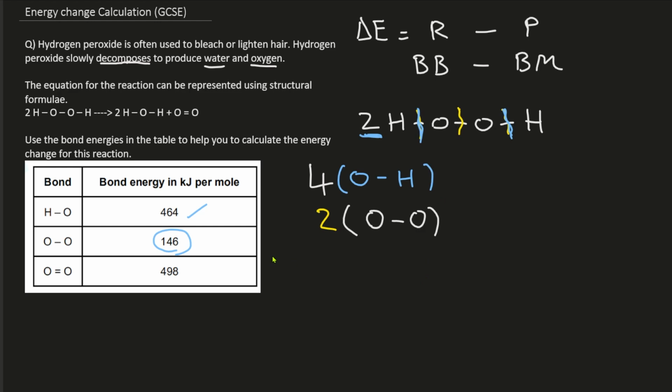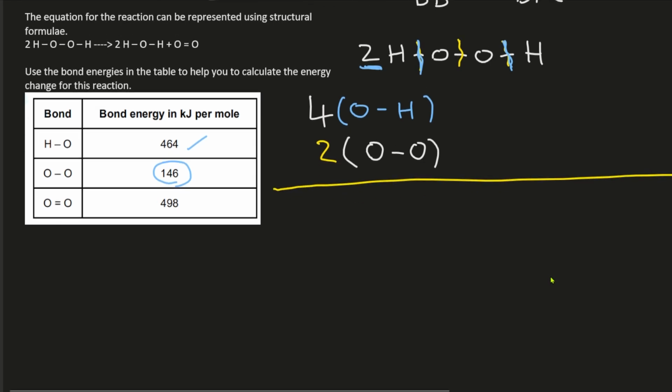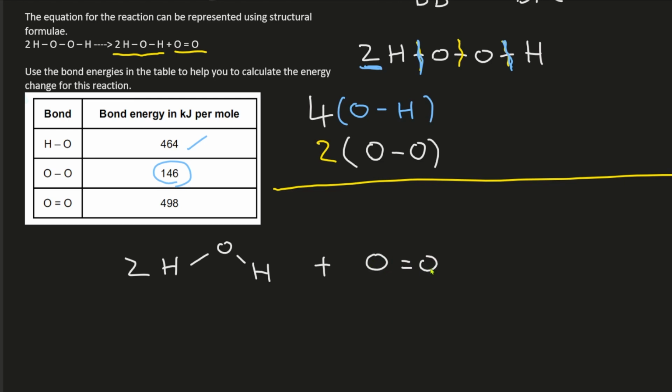Okay, now let's look at the product side. So I'm just going to scroll down a little bit. On the product side, we've got, I'll just underline it, H2O and O2. So I'll write that again: 2H2O plus we have our O double bond O this time. So these are for the products.